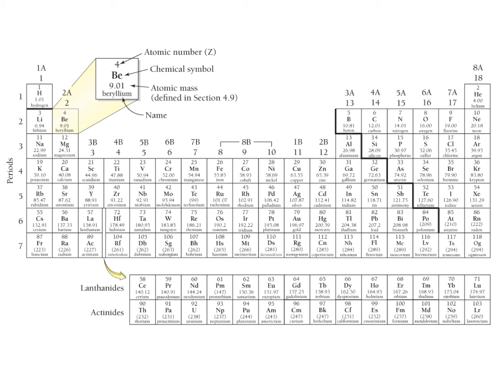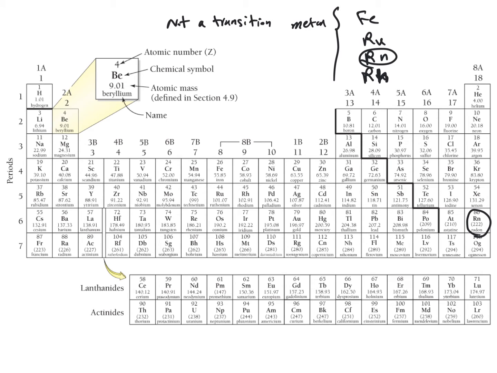So if I ask you in the exam, which of the following is not a transition metal, and I tell you Fe, Ru, Rn, and Ru, Rh. What is the answer? Rn, right? Radon is a noble gas. So be comfortable with the periodic table and practice it if you need to.